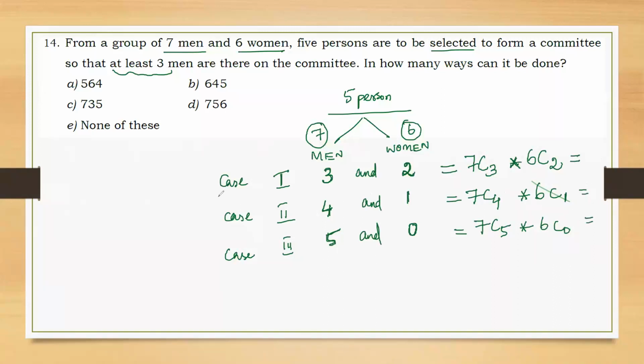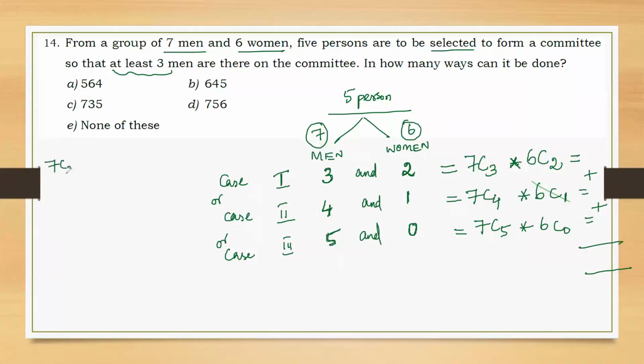Clearly, it is either case 1 or case 2 or case 3, and any one of them will occur, so we add all 3 values. From a group of 7 men and 6 women, you need to select a committee of 5 persons. At least a minimum of 3 must be men, and a maximum of 5 may be men. So if it is 3, what is the case? Or if it is 4, or if it is 5? Shall we find the values?